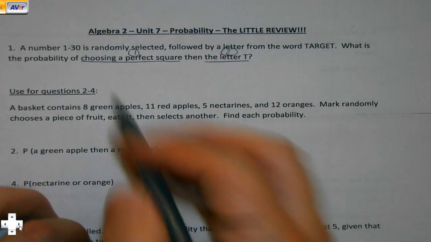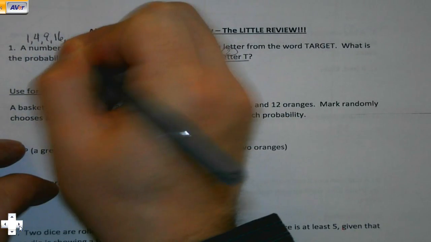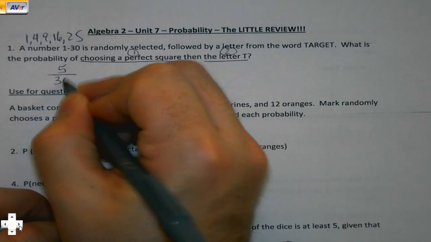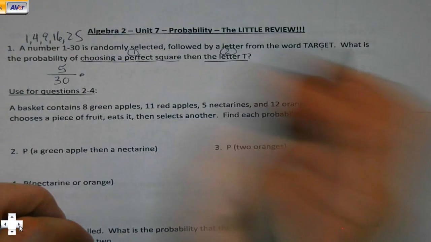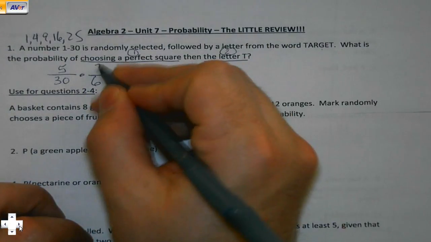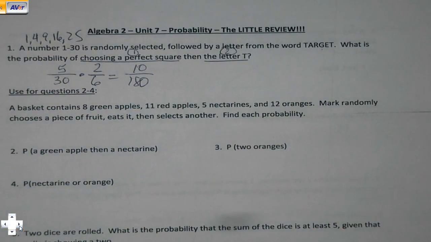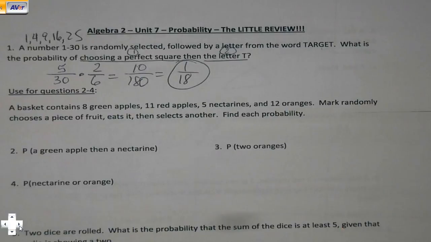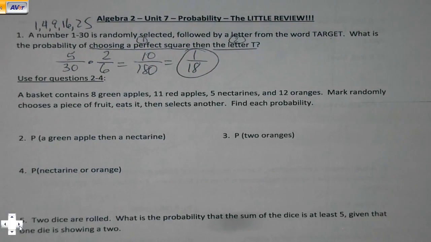So, first, in a number 1 through 30, choosing a perfect square. Maybe it would be a good idea for me to list those. Okay, those are the perfect squares between 1 and 30. So it looks like there's 5 of those out of 30 choices. Then, choosing the letter T out of the word target. Well, there's 6 letters, and I'm choosing 2 of them. And then you just multiply across. Even if you just get to there, I'm fine with that. But with our calculators, a quick math enter really isn't going to be tough to get it down to its most simplified form. That's what we're doing with our general compound probability, like we talked about last week for a couple of the days.